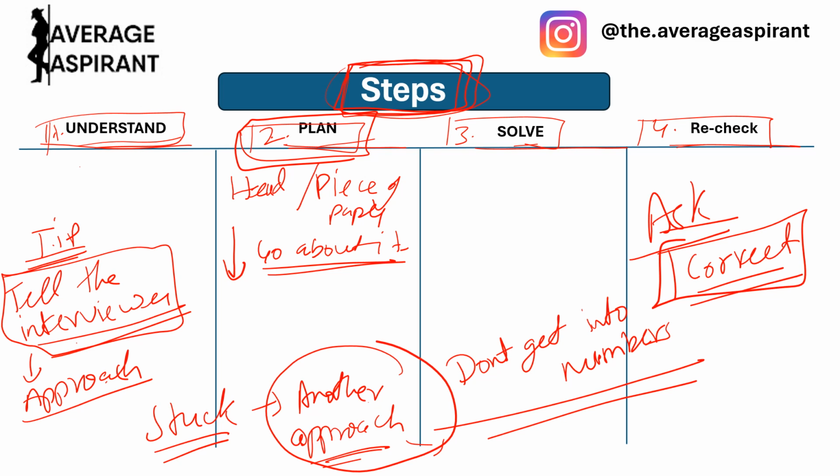Think of another approach. Think how it can be solved. This thing means, this is very important. This thing means that you are doing something wrong. So you need to plan.